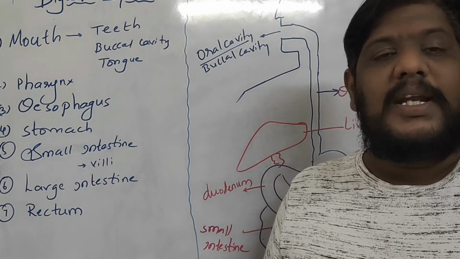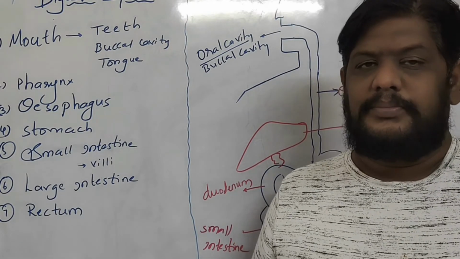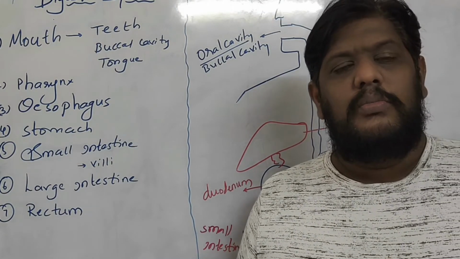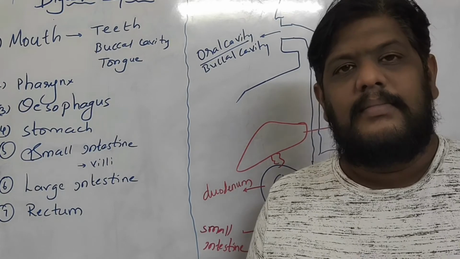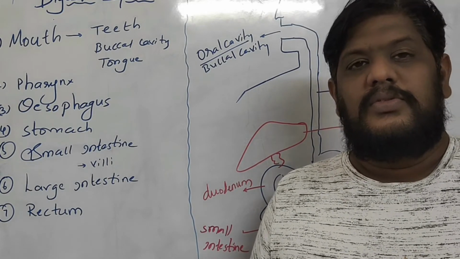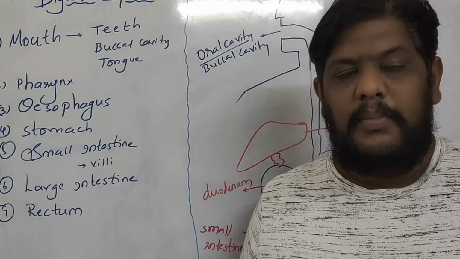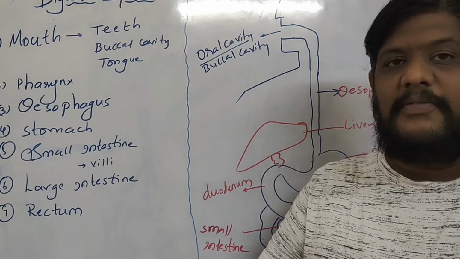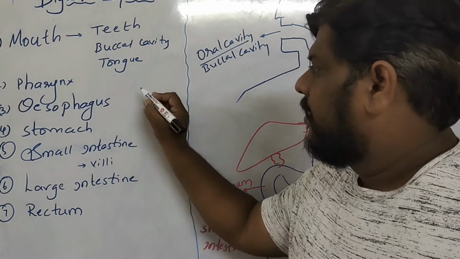So what are the nutrients which are required for that? That is what we are going to see now. Before that, I would also like to make sure that you know all the nutrients. What are the 5 major nutrients? What are the 3 major nutrients and 2 minor nutrients? First one is carbohydrates, second one is proteins, third one is fats, fourth one is vitamins, and fifth one is minerals. Okay?